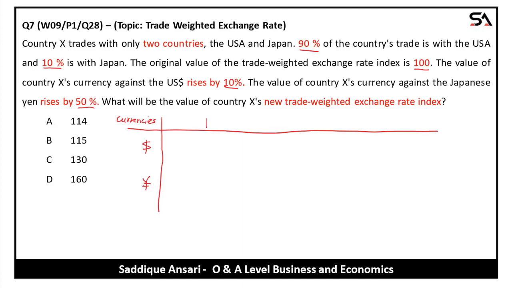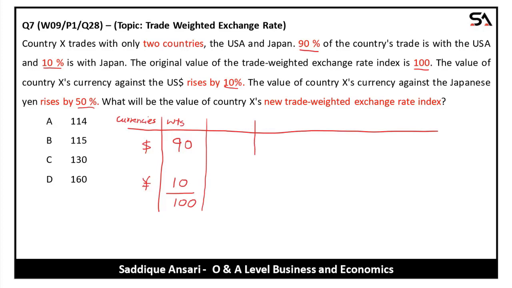First of all, we'll write the weights. In the basket of currencies, we have only two currencies. The weights are calculated by the percentage of trade with the countries. So 90% of the trade is with USA. So against US dollar, let's write 90. And against Japanese yen, we'll write 10%, means 10. The sum of weights is 90 plus 10, 100.